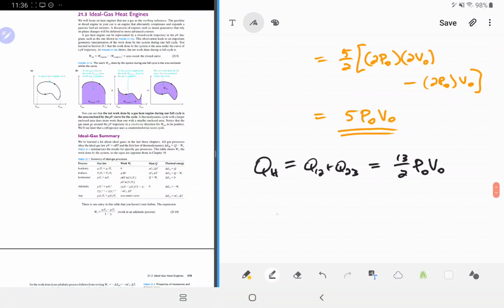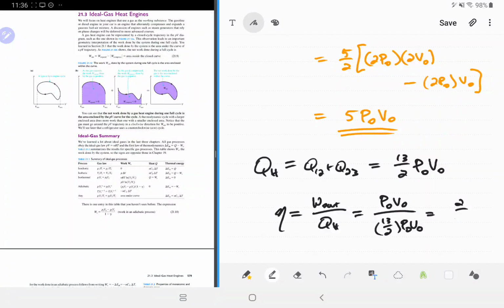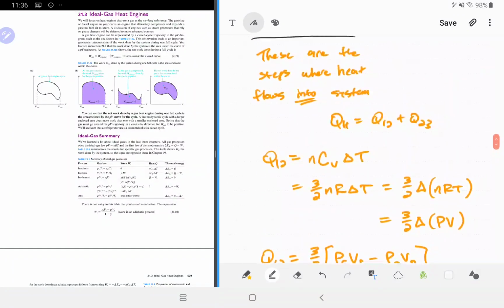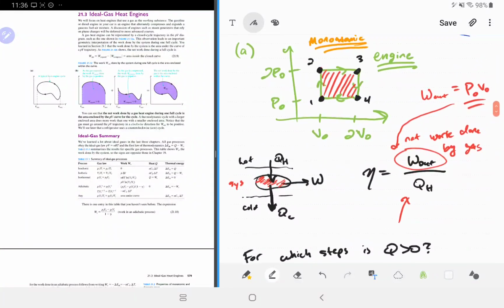Okay, so finally, putting all this together, eta, the efficiency of the engine, which is the net work output divided by the net heat that flowed into the system, is P naught V naught over 13/2 P naught V naught. Looks like it's 2/13. Okay, so not terribly efficient, between 10 and 20% efficiency, which is not good.